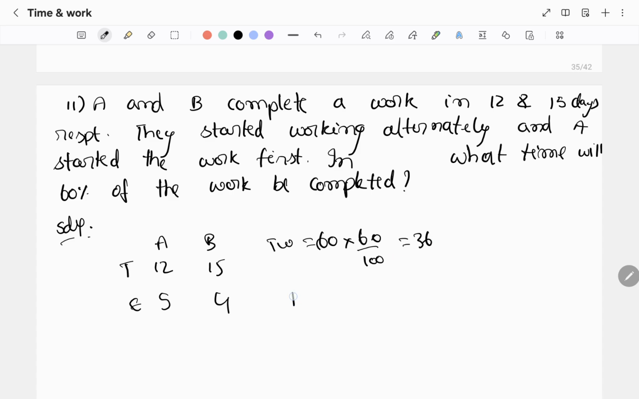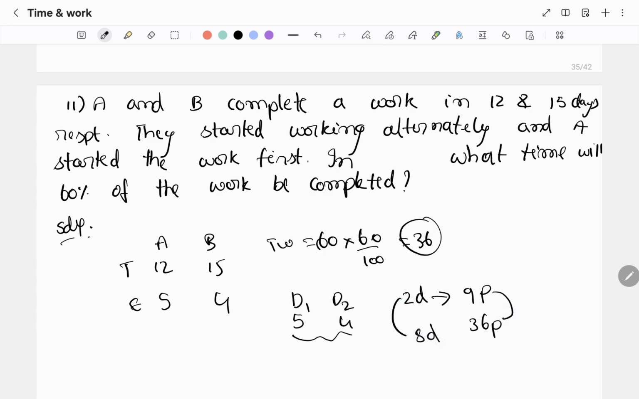So now day 1, who starts? A, 5 parts of work. Day 2, 4 parts. Now this will repeat again, day 3, day 4. So in 2 days, how many parts of the work is completed? 9 parts. But we need to complete 36 parts only. So 9 into 4 is 36. So 2 into 4 is 8 days. So in 8 days, they will complete 60% of the work, working alternate, and A starts the work.